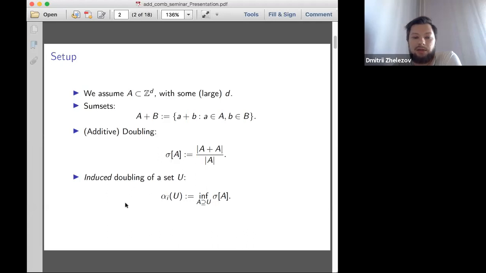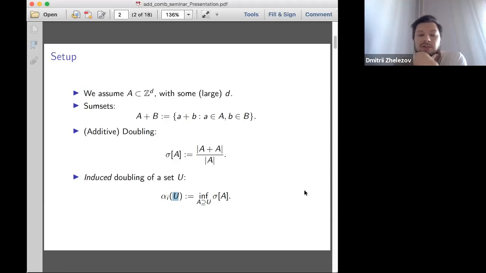And next, what we are after is induced doubling of a set. So the idea is that we want to find out what is the minimal doubling of a set such that our set is contained in there. So our set U is sort of a witness, so that if we know that this set U is contained somewhere, this larger set actually has a doubling at least that large.